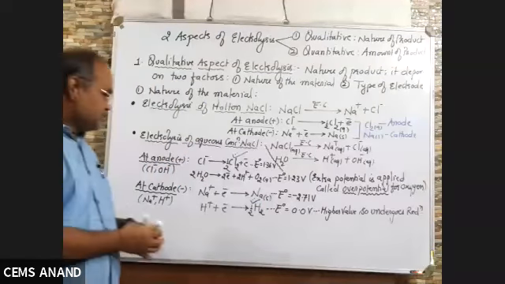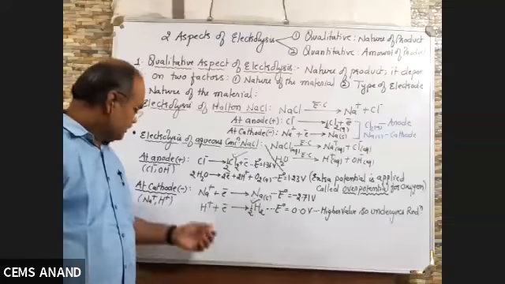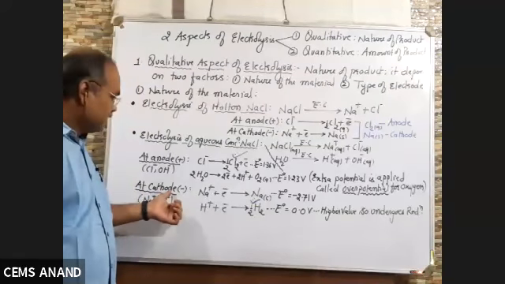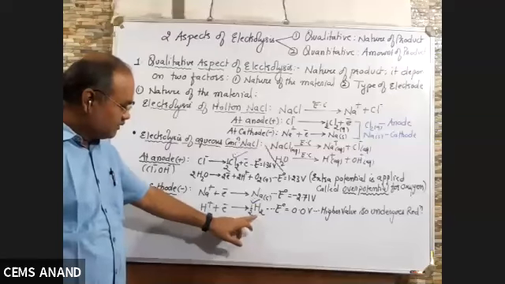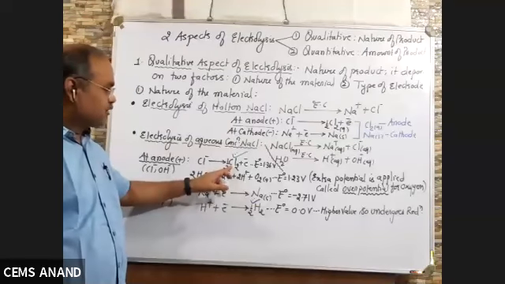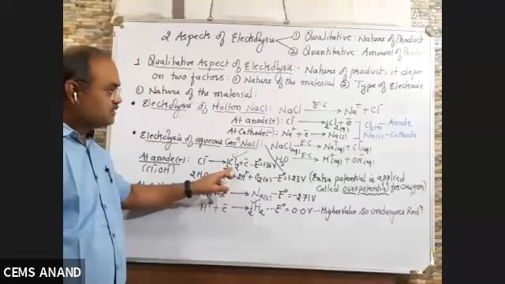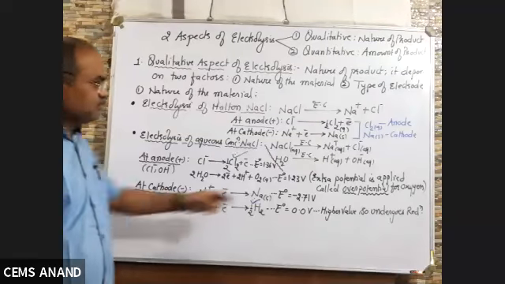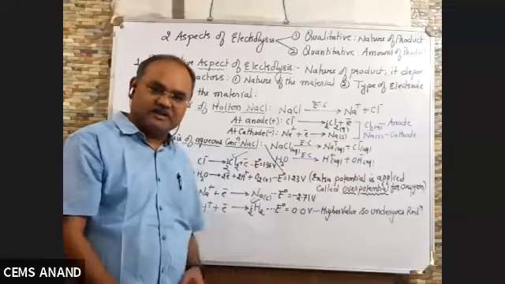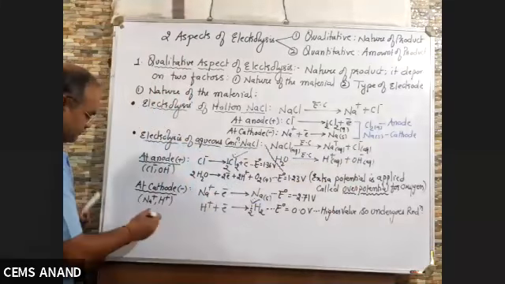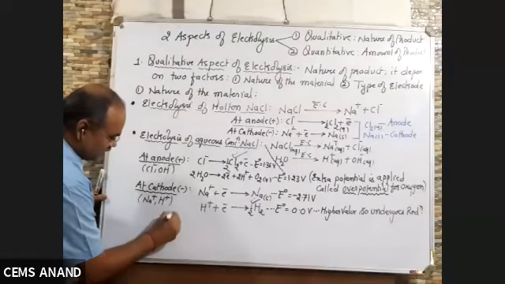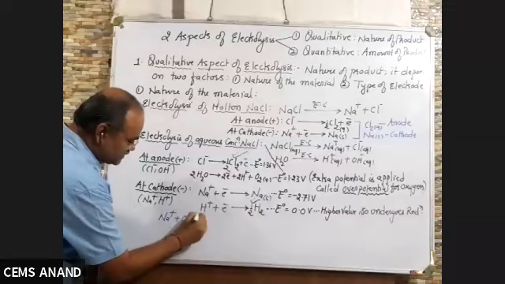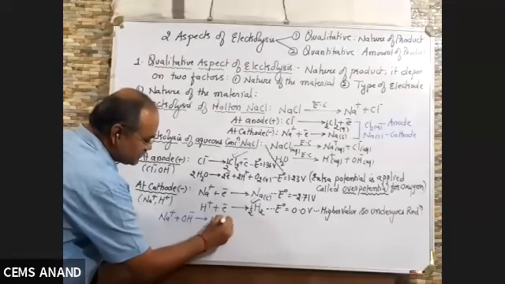If the product is H2, then what is the product obtained at cathode? At cathode, the product obtained will be hydrogen gas. At anode, the product obtained will be chlorine gas. And one more important point, these Na plus will combine with OH minus and form NaOH. So, Na plus combines with OH minus and gives NaOH.